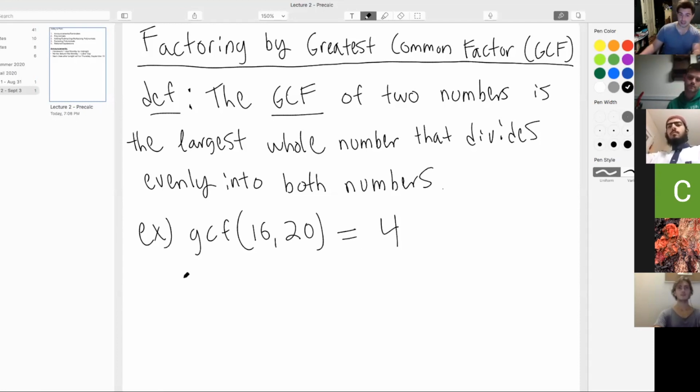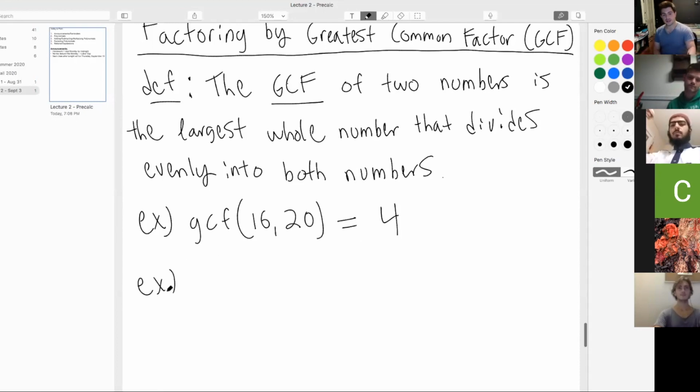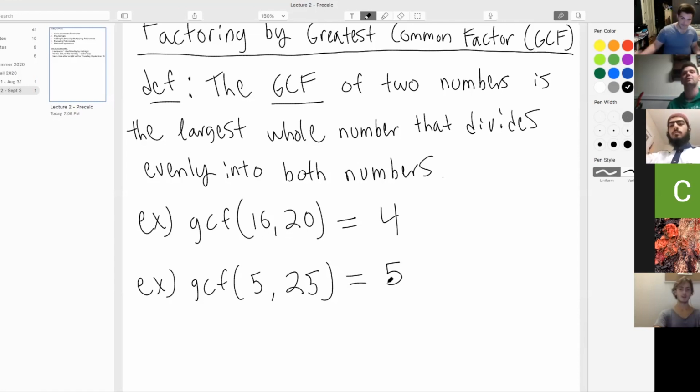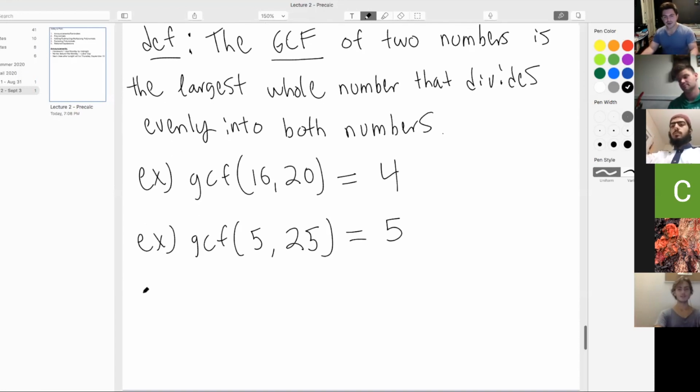Next, how about the GCF of 5 and 25? What's the largest number that goes into both of these? That is actually just going to be 5. 5 goes into 5 one time, and 5 goes into 25 5 times. All right, now let's make it a little more interesting. Let's introduce variables here. So how about the GCF of 16x and 20x squared?